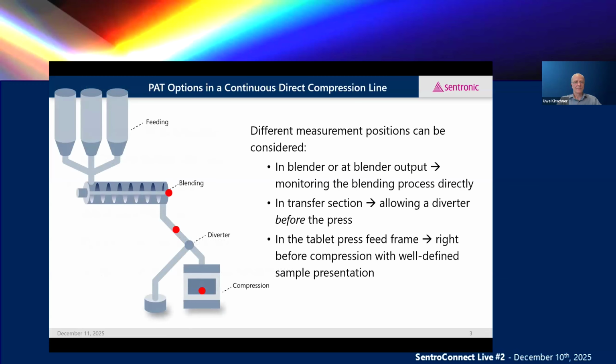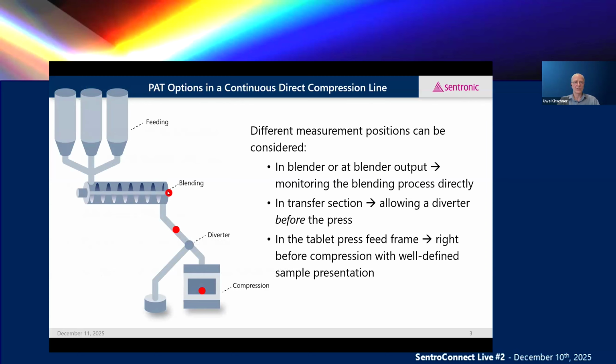So let's start. This is a schematic of a continuous direct compression line, as it's been used in continuous manufacturing applications since the early days when the pharma industry started with that. Around 2010 and 2011 were the first lines built and started.